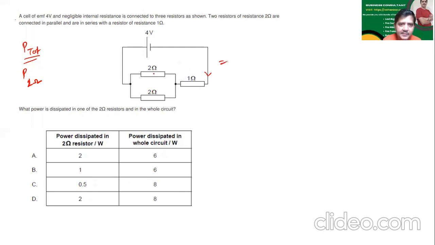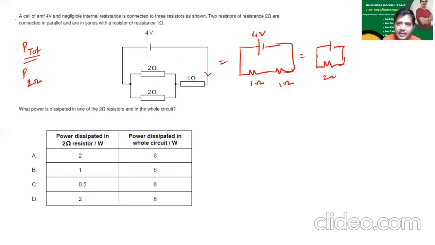Now if I simplify, 2 parallel to 2 becomes 1. This will be 4 ohm. This will be 1 ohm over here. And this is once again 1 ohm. So the net answer would be 4 volt and 2 ohms. So you'll get a simplified circuit like this. So this will be 2 ohm.